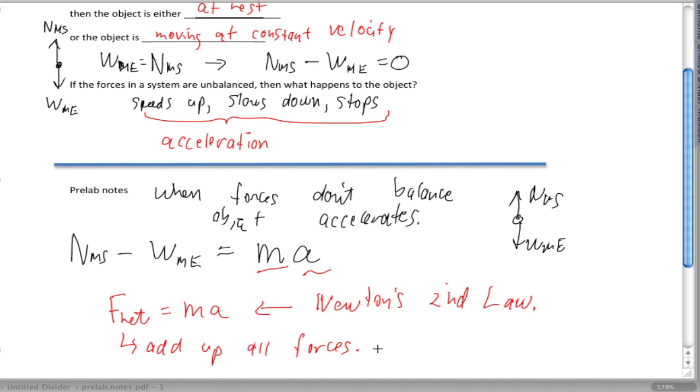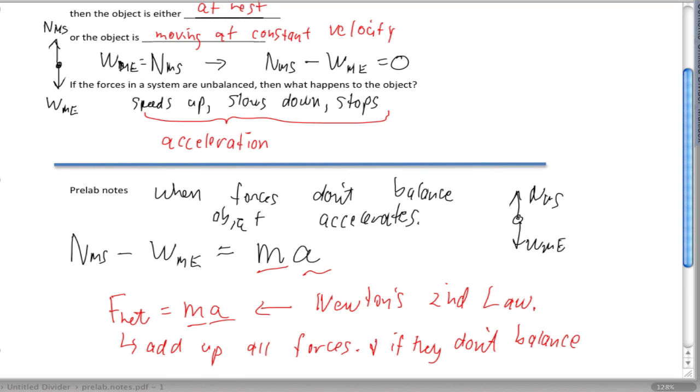And if they don't balance, they equal the mass times the acceleration. In other words, all those forces unbalancing makes your mass accelerate. It means speeds up, slows down, or stops.